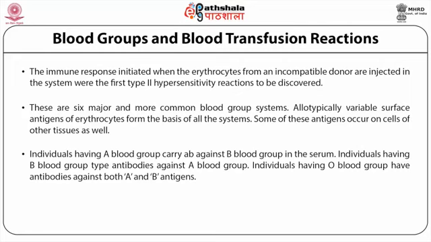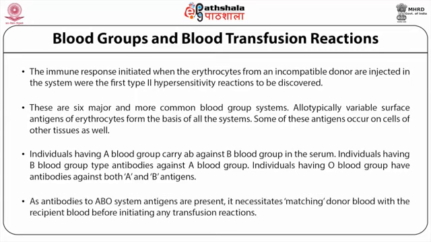These antibodies are present even before any blood transfusion. These are believed to be formed as a variety of microorganisms happen to carry epitopes similar to the A or B blood group antigens. As antibodies to ABO system antigens are present, it necessitates matching donor blood with the recipient blood before initiating any transfusion. If the wrong blood is introduced, the specific antibodies react with the donor blood cells and cause agglutination.